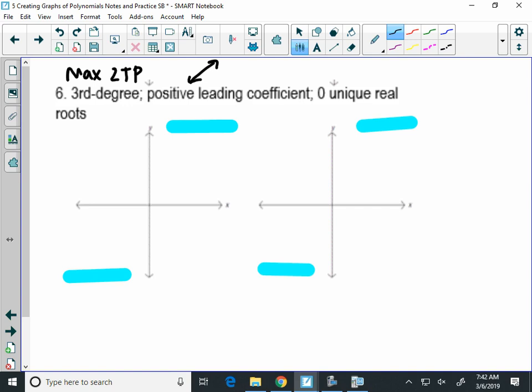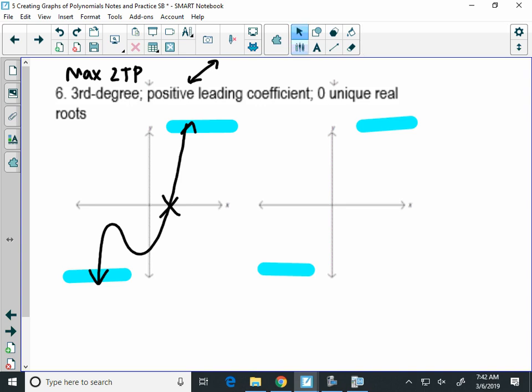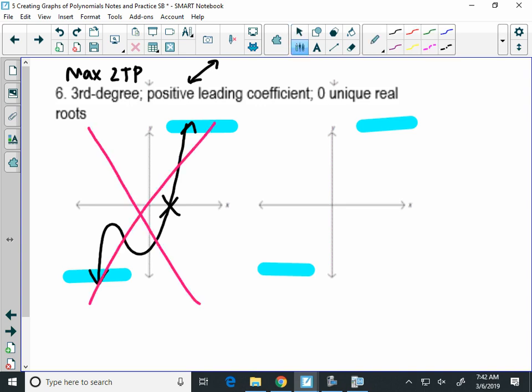So let's think about this. If I start low down here and I need to end up here, is there any way to get between those 2 arrows without crossing the x-intercept? There's actually not. This doesn't work. This actually is not possible because odd degree functions, since they have arrows going in opposite directions, their end behavior is opposite, they must cross the x-axis.